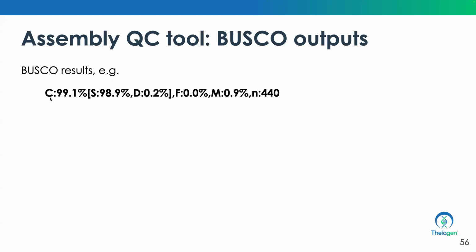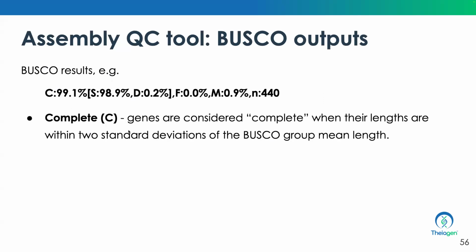You'll see that we have C and then a value, S, D values. And C looks for the completeness, or the proportion of the genes that are considered complete when their length is within 2 standard deviations of the BUSCO group mean length. So we can see that 99.1% here of the genes are considered complete, which is pretty good.